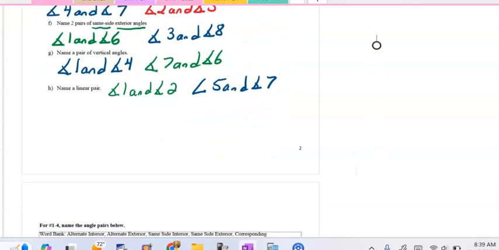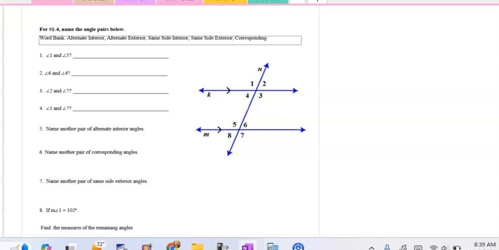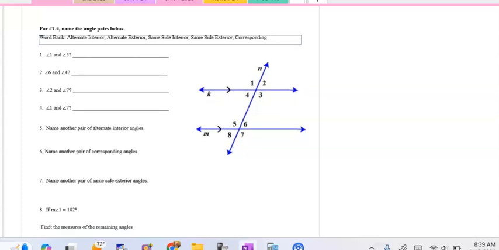So moving on to our notes, just to check our vocabulary. Angle 1 here and angle 5 are called corresponding angles.